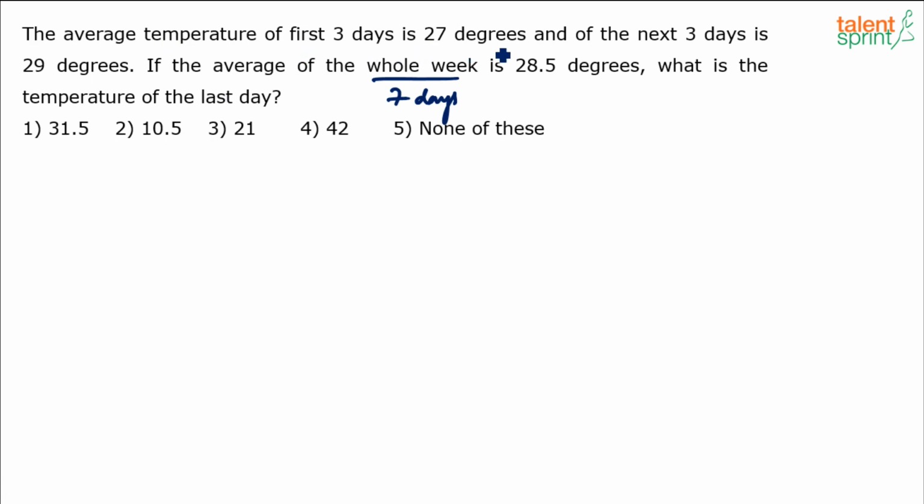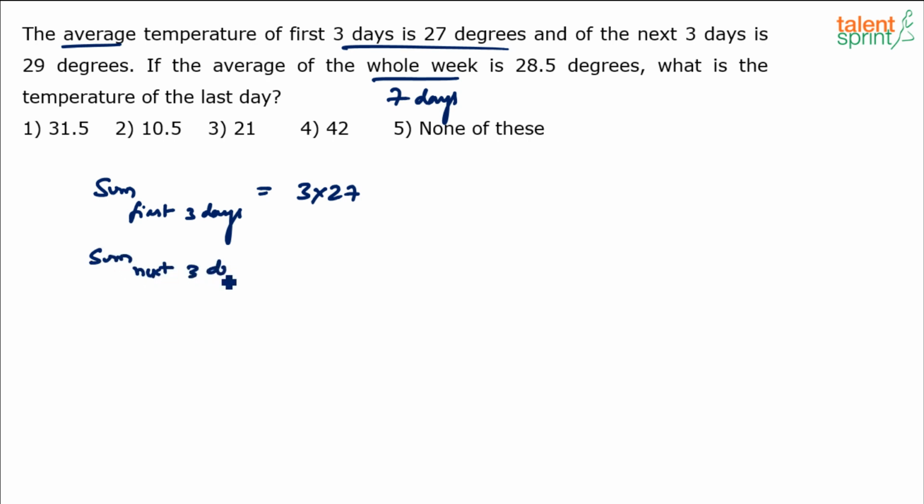For the first 3 days, the average is 27. So the sum of the first 3 days... I mean, you will not be writing all the steps in the exam, but the sum of the first 3 days will be 3 into 27.